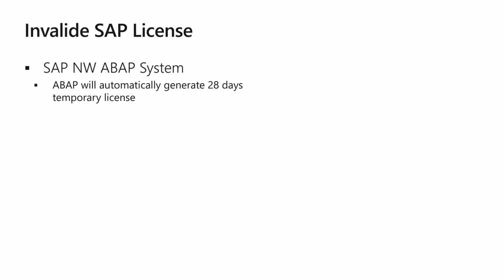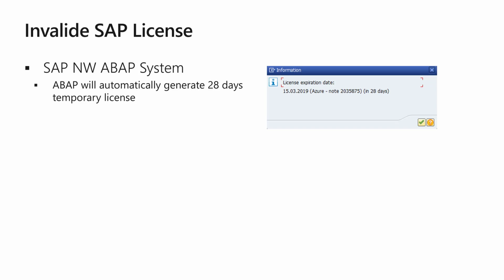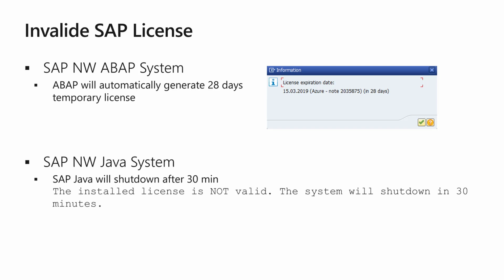On the NetWeaver ABAP system, the ABAP will automatically generate a 28 days temporary license, and although it generates the temporary license, users would get unpleasant pop-ups. And on a NetWeaver Java system, the Java system will shut down after 30 minutes, which is definitely not a pleasant situation for you as an SAP administrator.